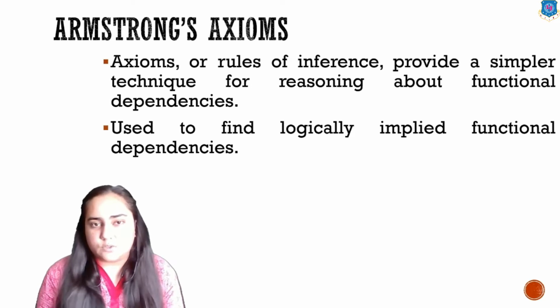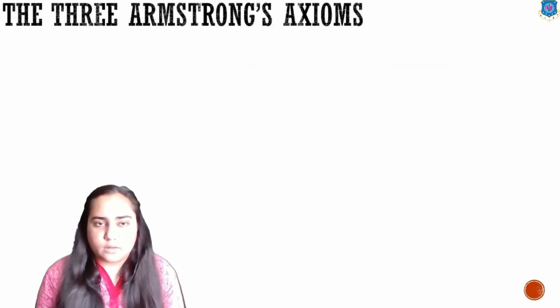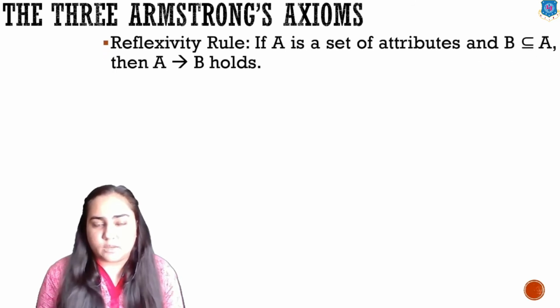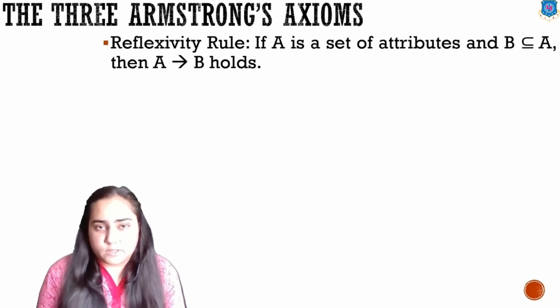So let's see what these rules are. There are three main Armstrong's axioms. The first one is reflexivity, where if A is a set of attributes and B is a subset of or equal to A, then A determines B holds. So this is like creating a functional dependency that says A determines A, or AC determines C. It is understood that these are correct because the right-hand side is a subset of the left-hand side, or the right-hand side is equal to the left-hand side. In either of these cases, the reflexivity rule applies.